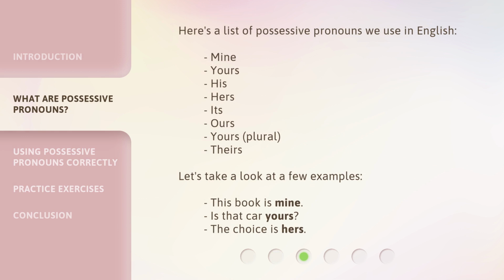Here's a list of possessive pronouns we use in English. Mine, yours, his, hers, its, ours, yours (plural), theirs. Let's take a look at a few examples. This book is mine. Is that car yours? The choice is hers.